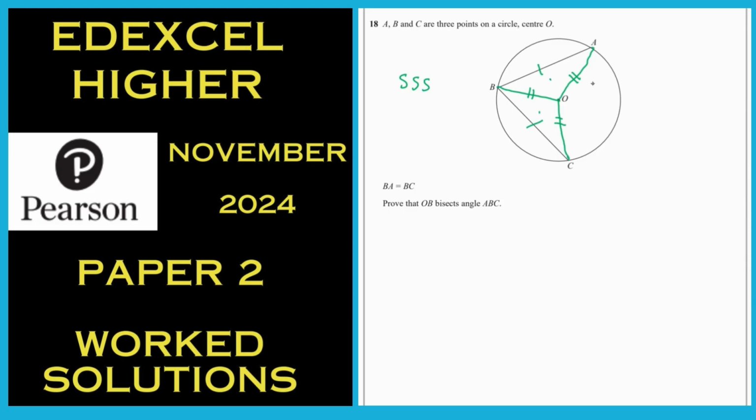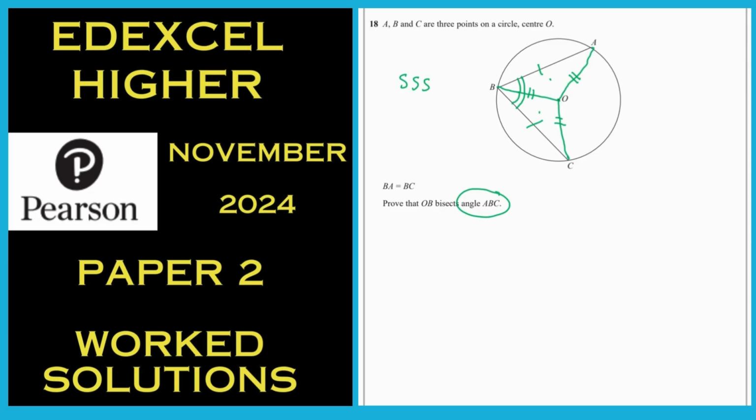These two triangles are identical. They are congruent. Now, if they are congruent, whatever angle that is, the same. And if they are the same, they are each accounting for half of angle ABC. And that's the crux of that question, showing that they are congruent triangles and using that as logic.